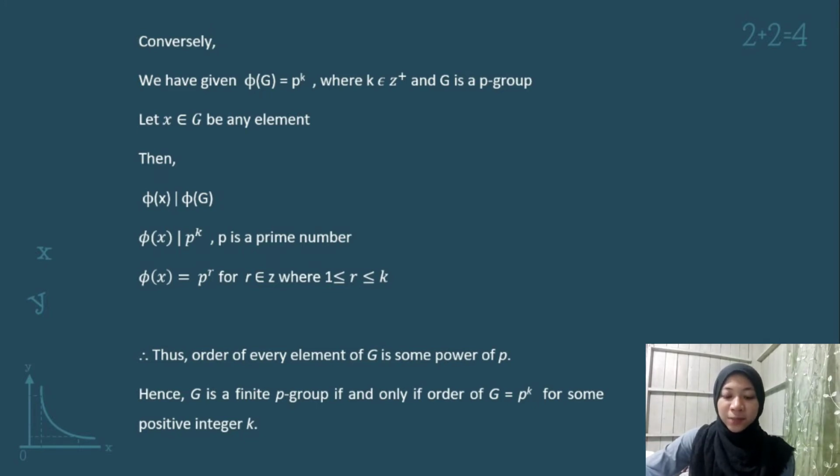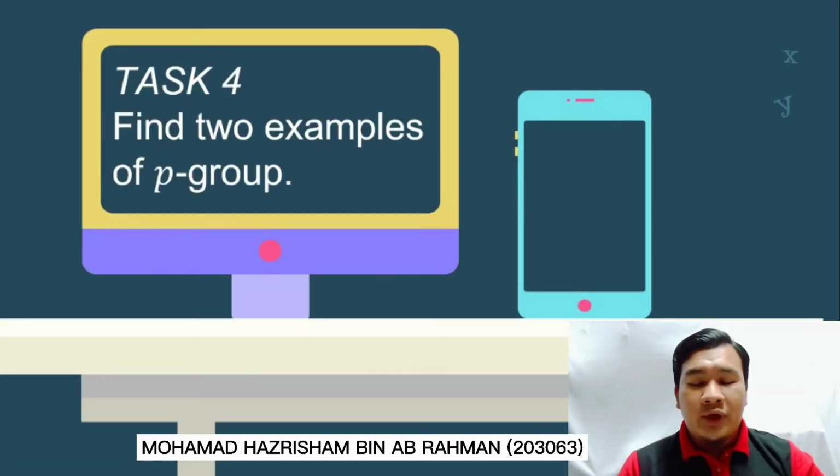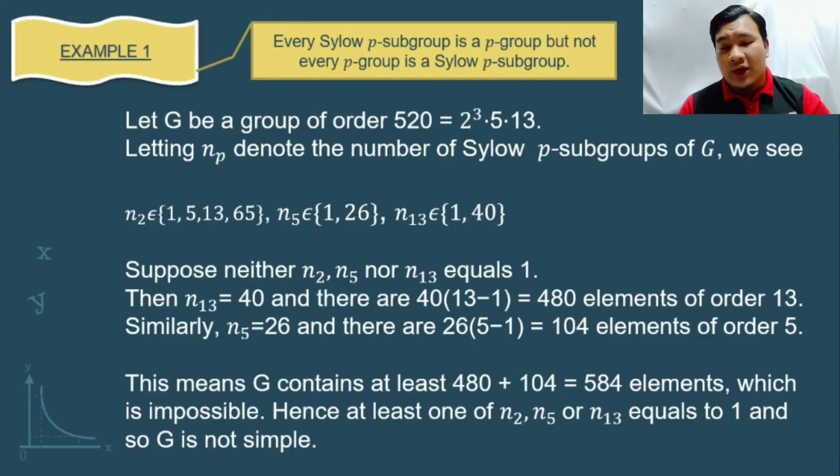So G is a finite p group if and only if the order of G is equal to p to the power of k for some positive integer k. Now we are moving on to our task 4, which is to find two examples of p groups. So for example number 1, we start with the theorem that every Sylow p subgroup is a p group, but not every p group is a Sylow p subgroup.